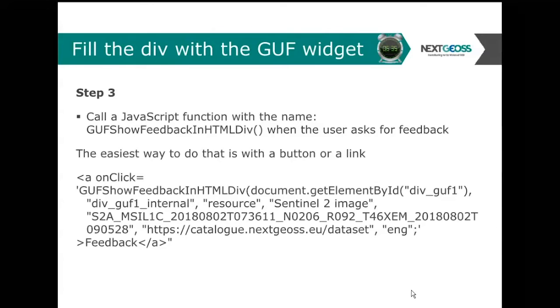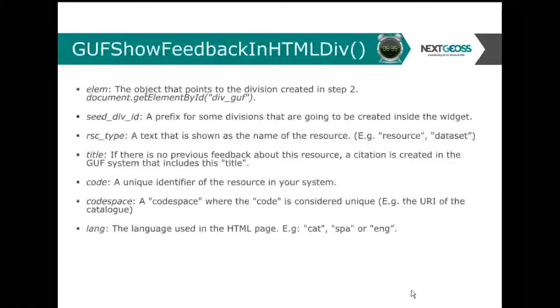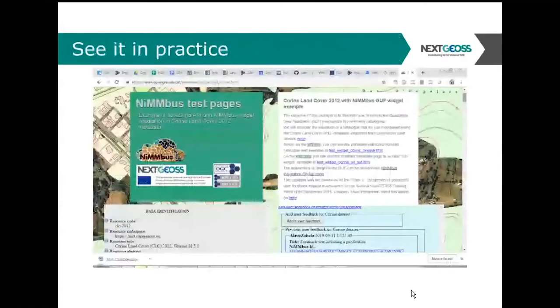The rest of the parameters are relatively more simple to understand. There is the name of the division that you also have to provide, so the function knows where to place the geospatial feedback. There is a prefix for other divisions that are going to be created in the widget. There is the name of the resource; you can put resource or dataset or map or whatever, and a title that satisfies you, that is going to be used for creating the citation of this resource in the Nimbus system. And the last parameter is a reference to a language. For the moment, the widget is available in 3 languages: English, Spanish, and even Catalan.